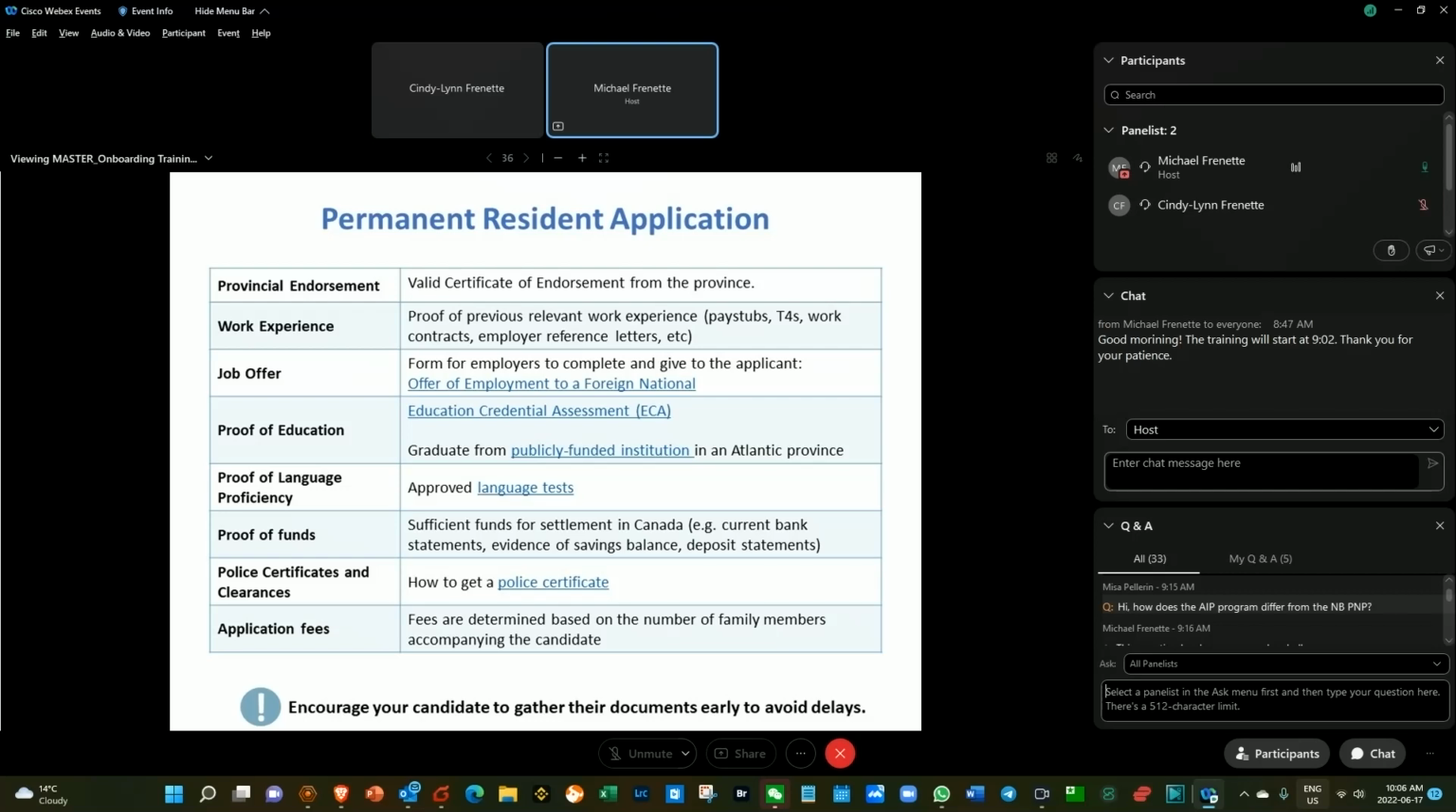Your candidate must also demonstrate their language skills in one of Canada's official languages, English or French, by taking a language test approved by IRCC. They will also need to show that they have enough money to support themselves and their family after they immigrate to Canada. So we'll share more detail on the proof of funds shortly.